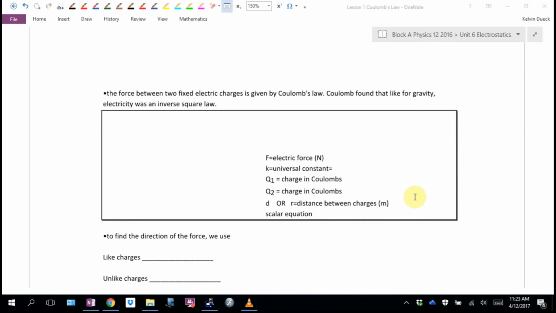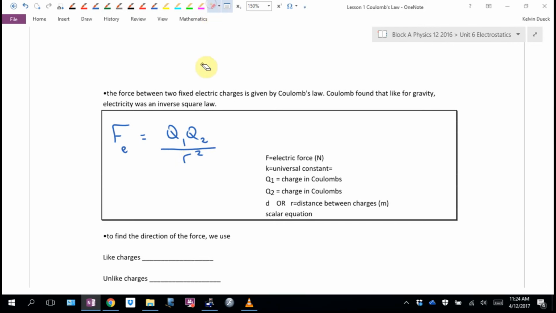So if you have two fixed electric charges, the force between them is given by Coulomb's Law. Coulomb found that, like gravity, electricity is also an inverse square law. The electric force, I'll put a little E there for electric, is equal to, and then put your pencils down and look up. Let me show you how he put it together first. He said it depends on the magnitude of the charges multiplied together. Don't write this down yet. Divided by the square of the distance between them.